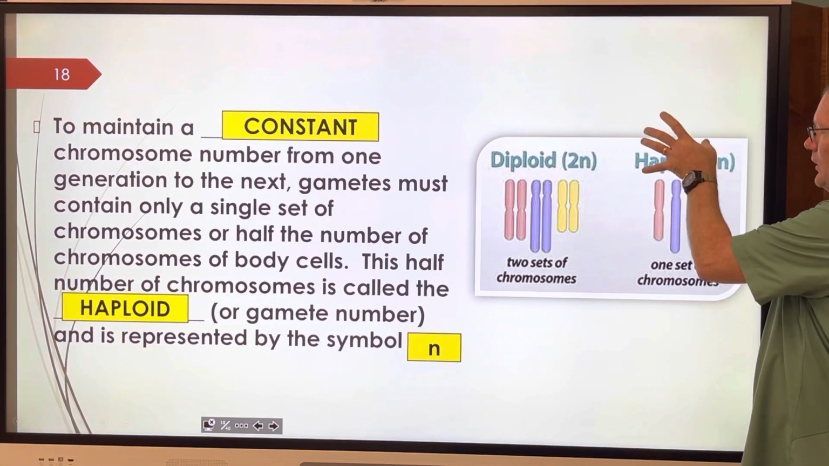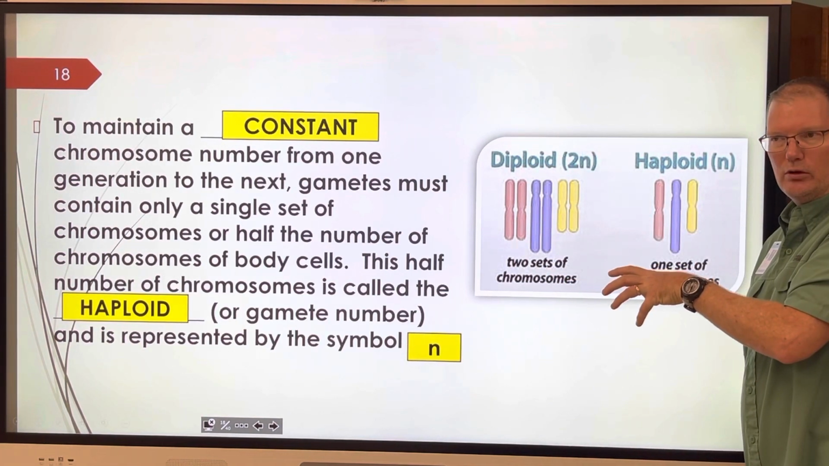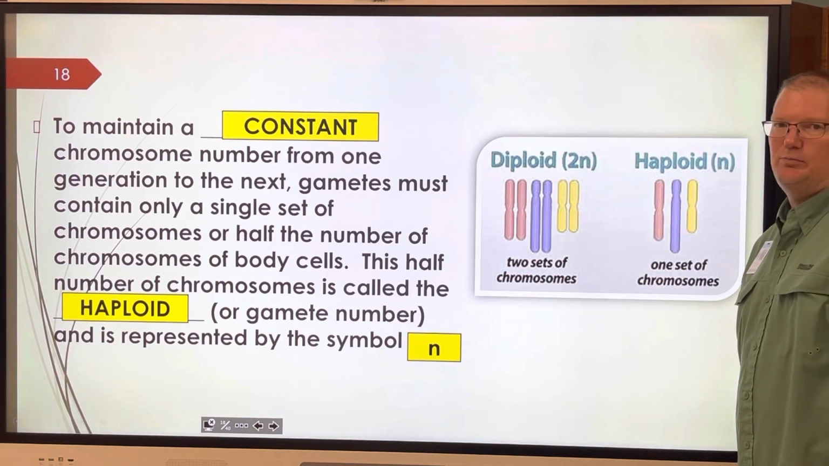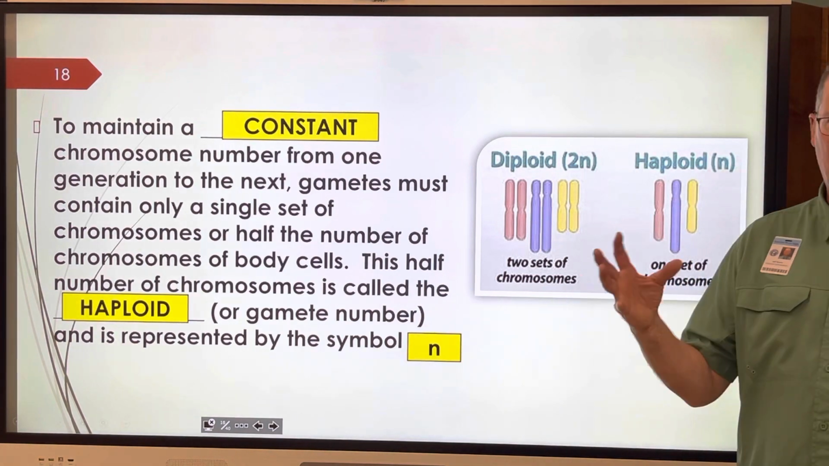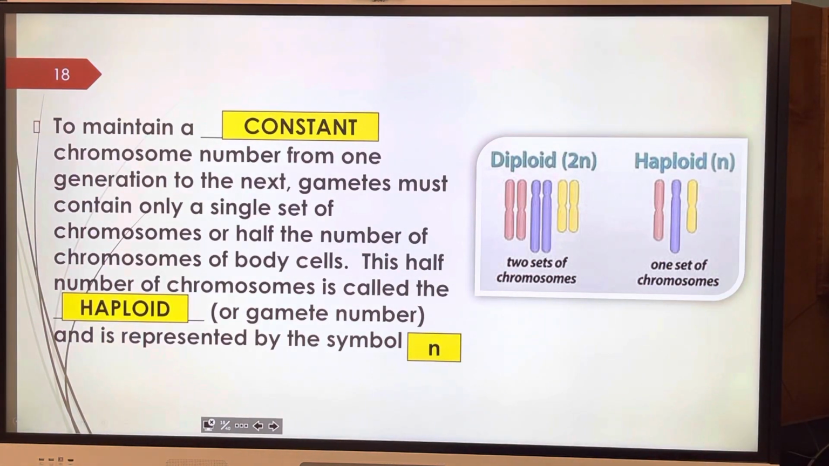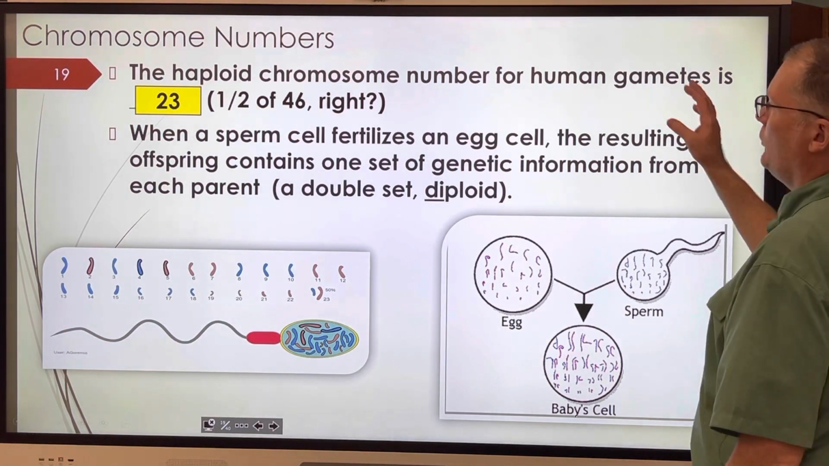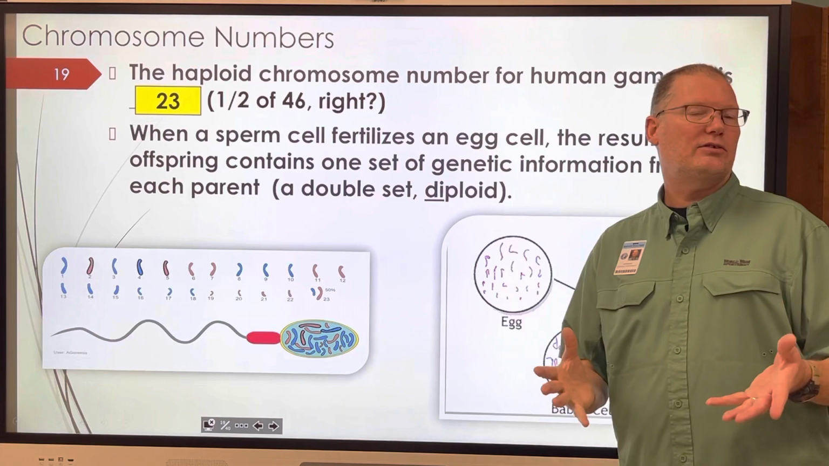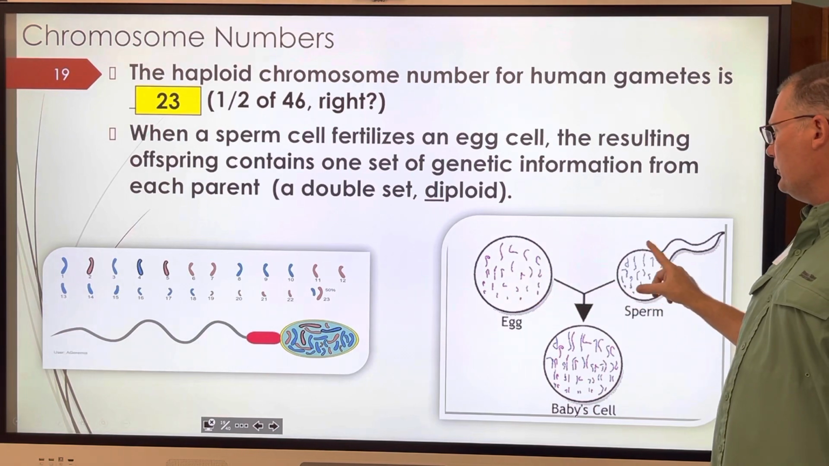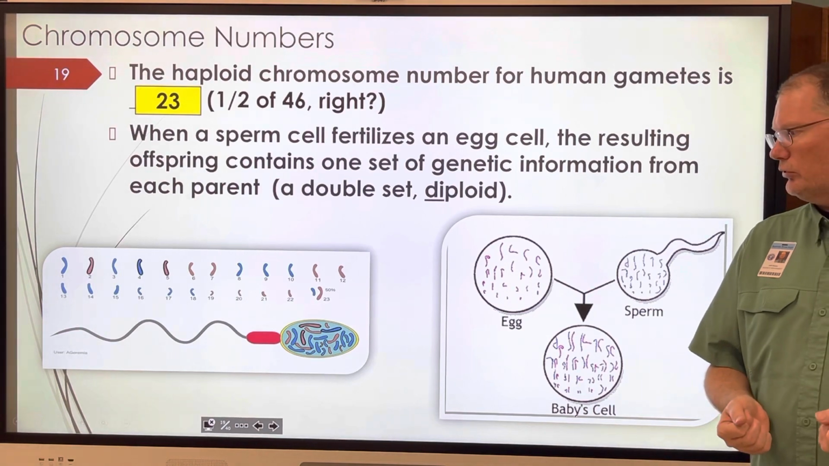So all the sperm and egg will have half the number of chromosomes so that when they come together, the offspring will have a diploid number of chromosomes and be able to function as a normal member of that species. So it works together. It works perfectly. It's a perfect system, okay? When it works perfectly. So chromosome numbers. So the haploid chromosome number would be 23. So half of 46 is 23. So all of our sperm and egg will have the haploid number, and then when they come together, the baby cell will have the diploid number, okay?